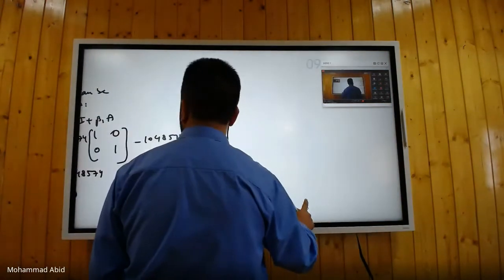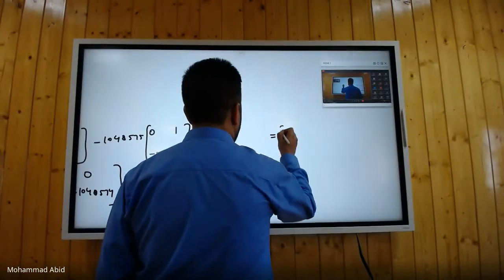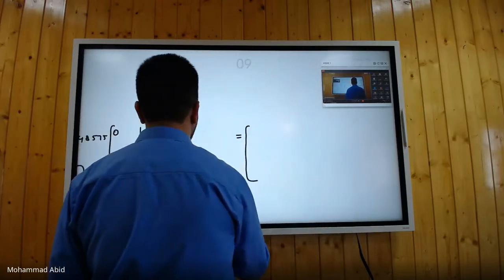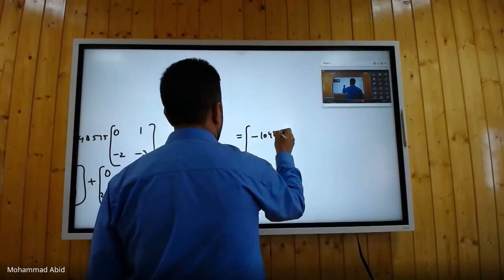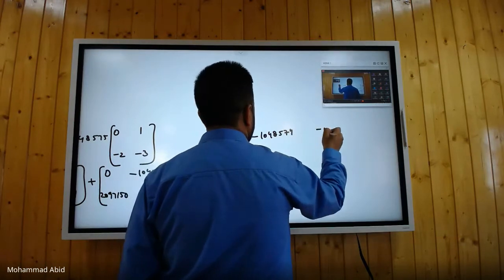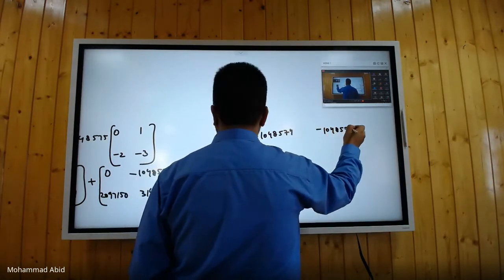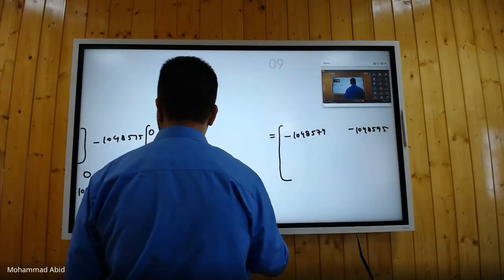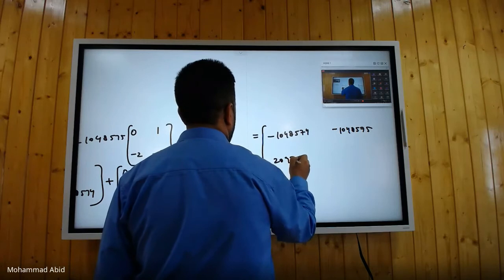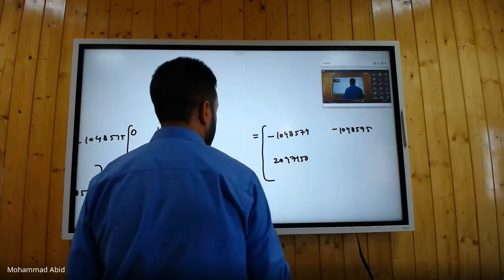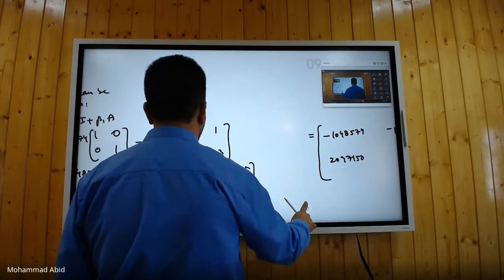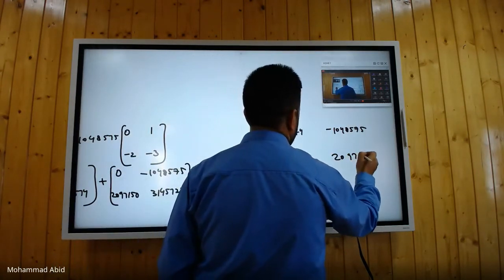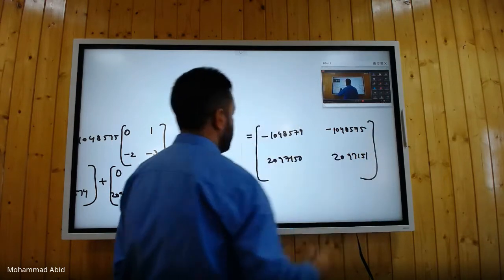Now we add them up. What do I get? I get minus 1048574 minus 1048575, this is 2097150, okay, 2097151, 2097. This is your A to the power 20.